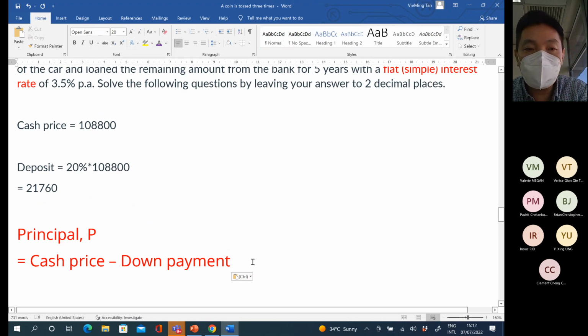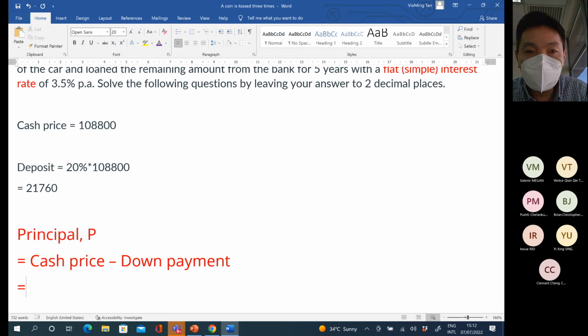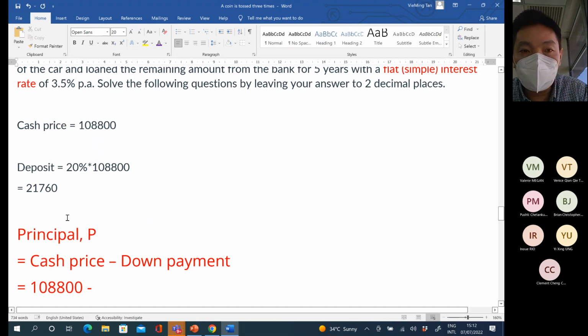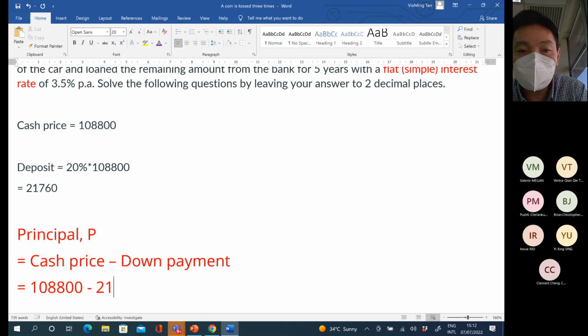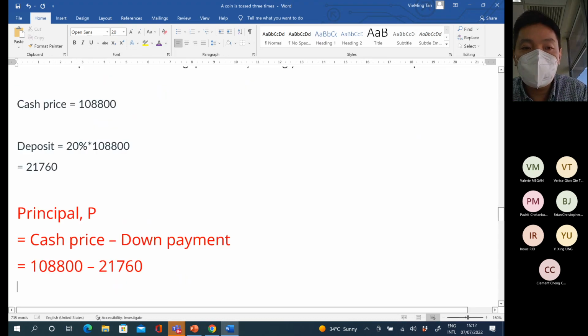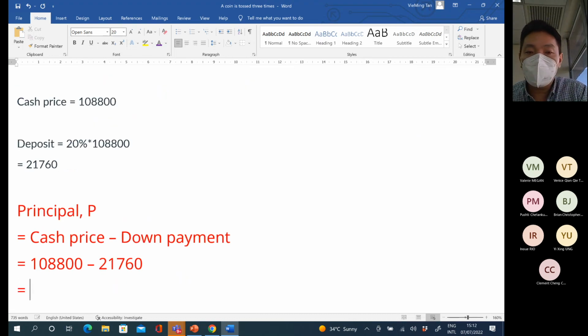So the principal for this question is equal to the cash price. The cash price is 108,001 minus the deposit, this number. Principal, how much is the original loan? The amount of money that had to be borrowed from the bank.